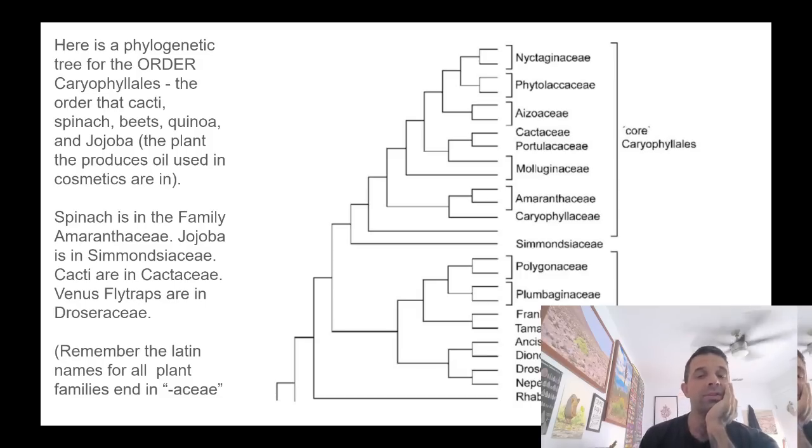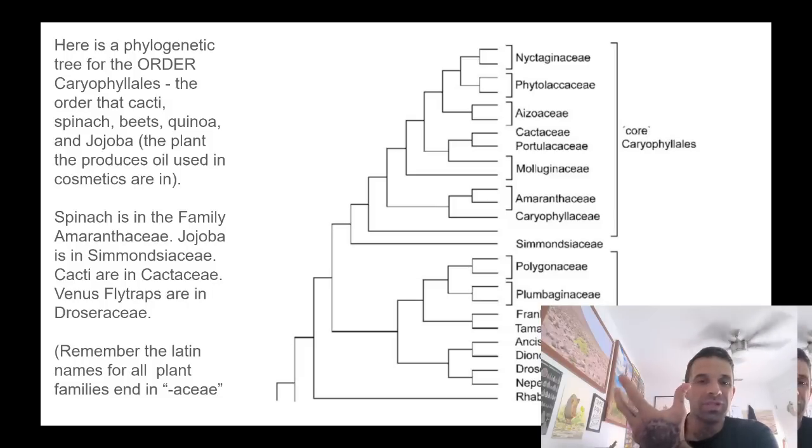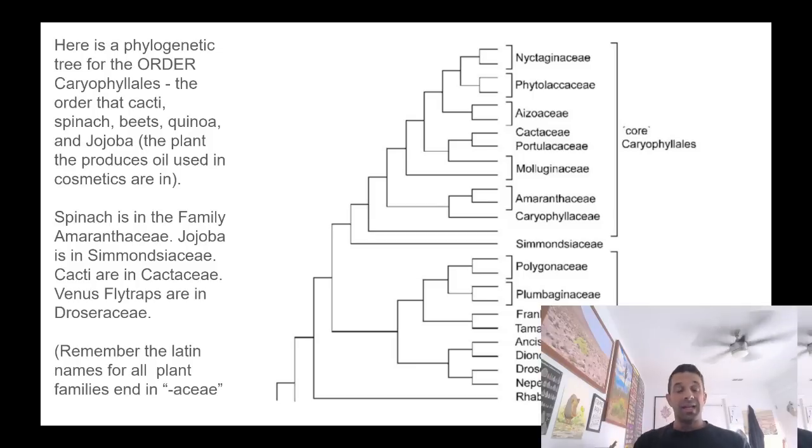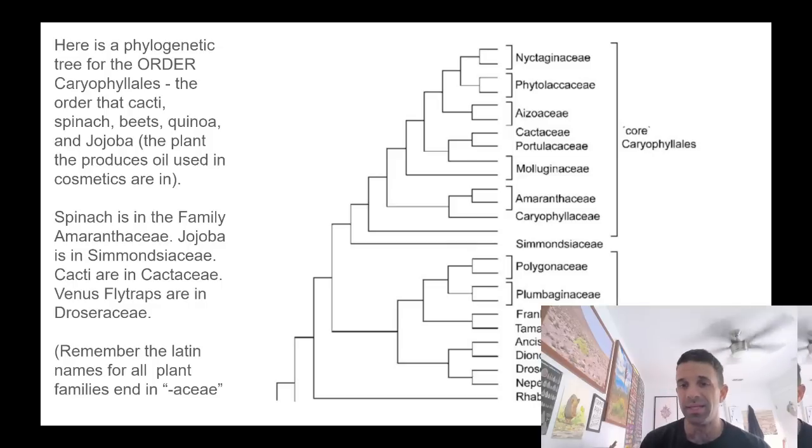Okay, here's a phylogenetic tree for the order Caryophyllales, the order that cacti, spinach, beets, quinoa, and jojoba are in. Okay, jojoba is the plant that produces oil that's used in cosmetics. It's really good for your skin, so you always see the rich ladies using it. It's native to the Sonoran Desert, right? Produces a little nut. You squish that nut, and cool plant. I think it's the only species in its family. Anyway, it's in the same order as cacti, spinach, beets, and Venus flytraps.